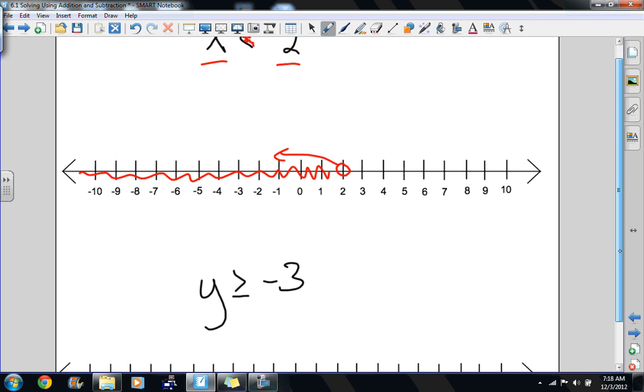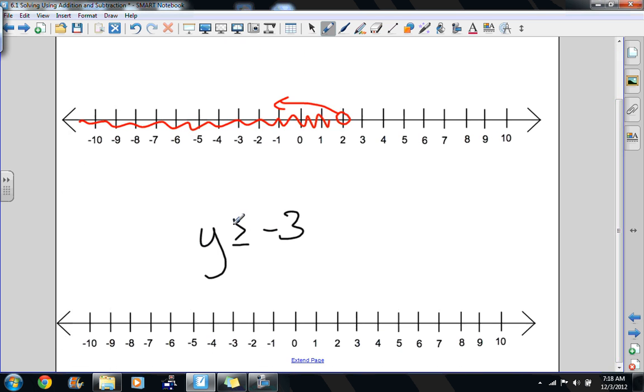Now if we look here on the bottom, we know the alligator mouth is going to be eating the y. Okay, and so we're going to go down to -3 and make a circle. Except this time, since there's an equal to symbol, we're going to shade it in. On the top, we didn't shade because there was no equal to symbol. Now, we know the y will be bigger than the -3, so we're going to shade to the right.